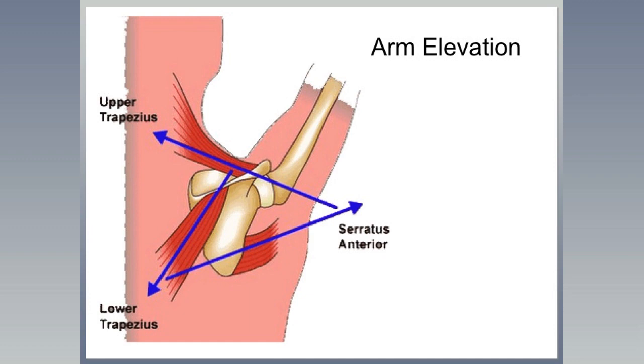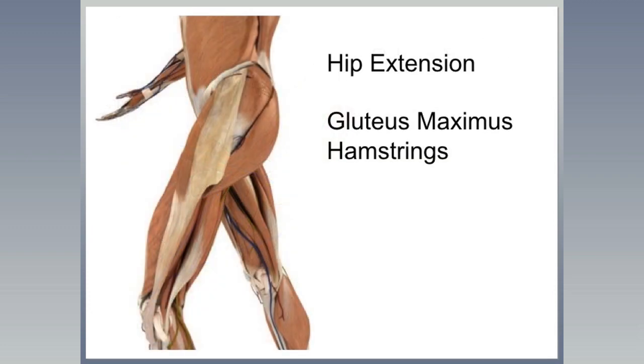But we're calling them agonistic force couples right now, meaning they work together to elevate the arm. That's an important concept. So the shoulder, the scapula is a good model. For hip extension, we talk about the glutes, the hamstrings, your hip extensors working together to extend your hip agonistically.